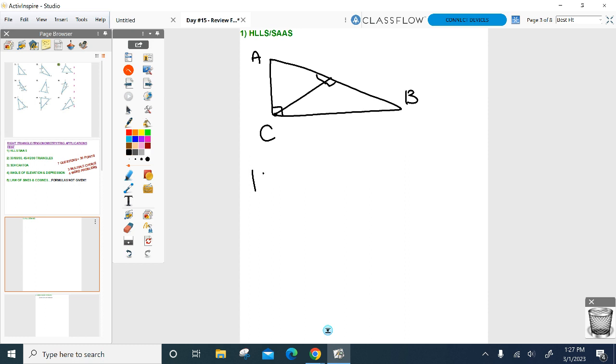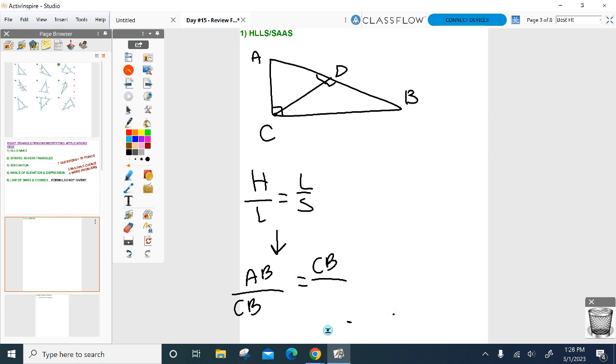All right, so let's talk about this Hills business. H, hypotenuse. Name it. Where is it on the diagram? AB, right? AB. L for leg. You can pick either one. I'll go CB. L, same leg, CB. And now S for segment.